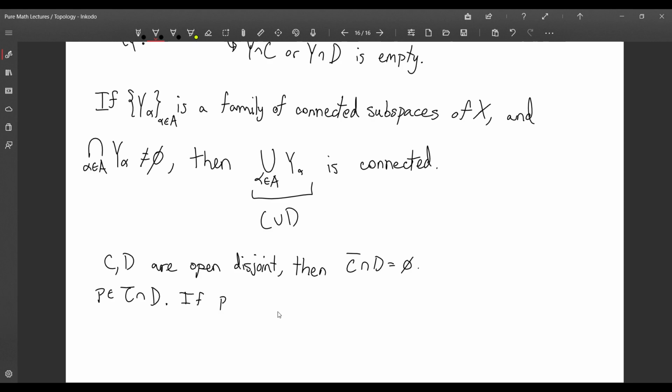If P, so then P is in D, so P is not in C, but P is in C closure, right? So P is contained in C boundary.